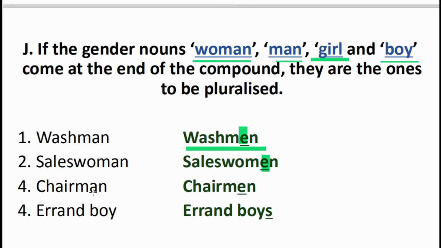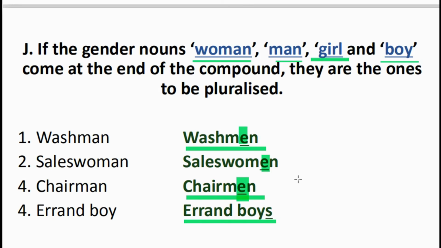Chairman becomes chairmen. Take note that both words, singular chairman and plural chairmen, are pronounced the same way. Those two words have exactly the same pronunciation. Singular, chairman. Plural, chairmen. Errand boy becomes errand boys.